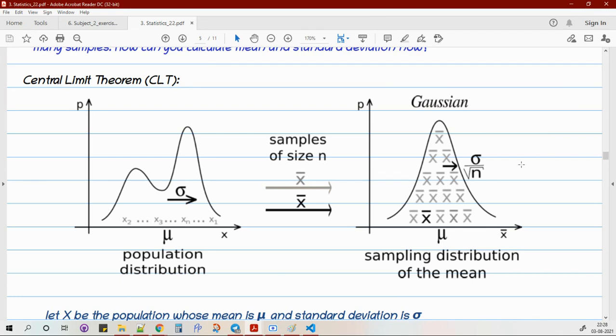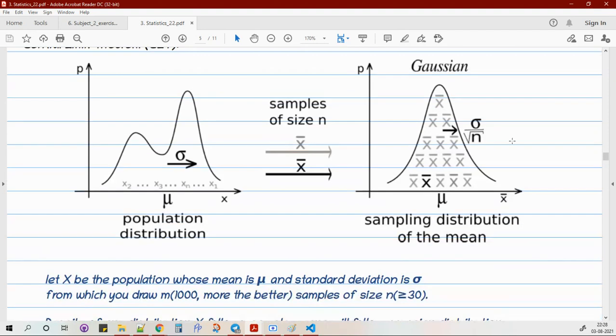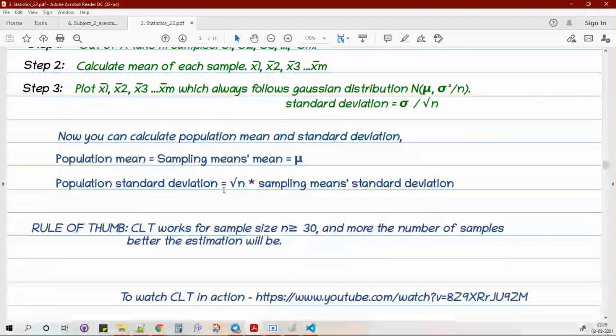So whatever answer you get, let's say you get 30, just multiply it by root n, right? Your n can be 1000 or anything, however many samples you took. That will be your estimation of the population distribution. This sigma, the population standard deviation, is unknown and we want to know it. It is equal to sigma sample multiplied by root n, right? Here I have written root n multiplied by the sampling mean's standard deviation.